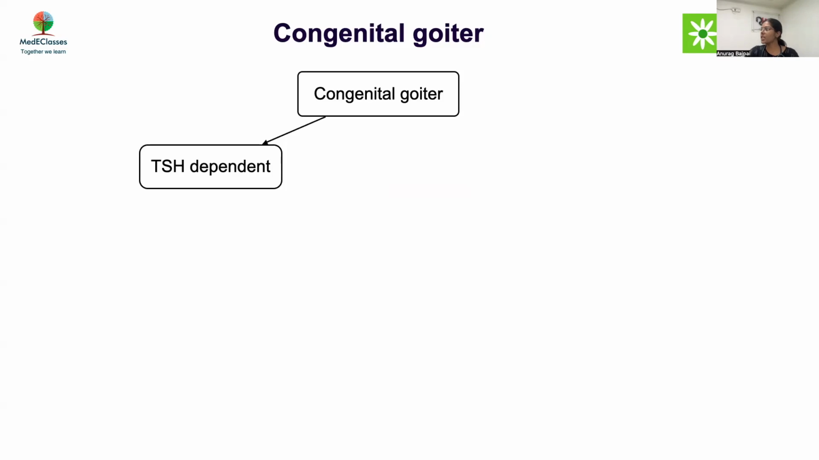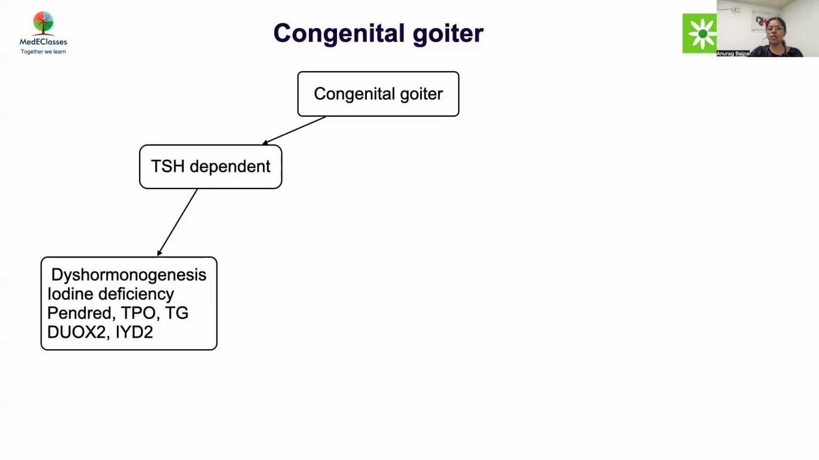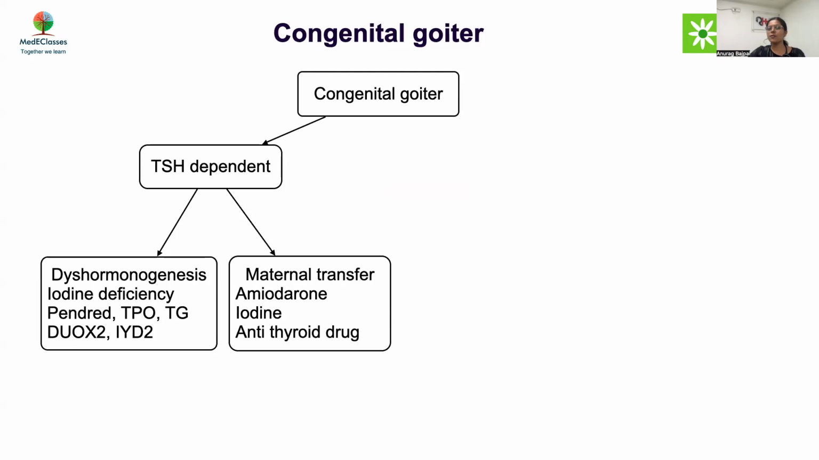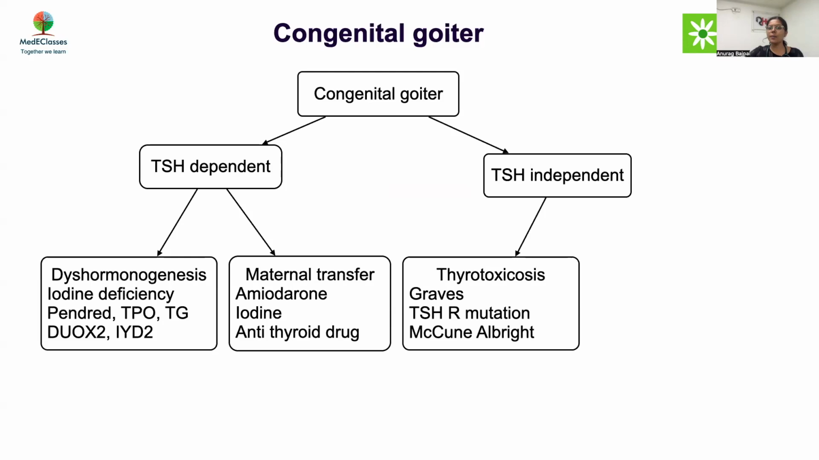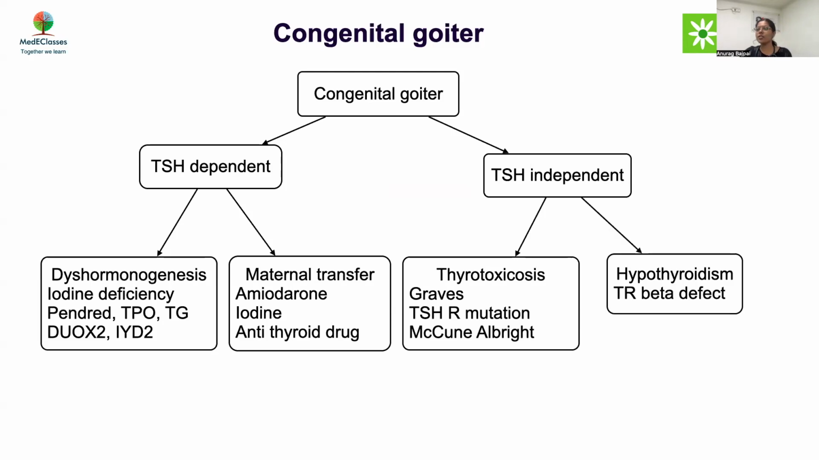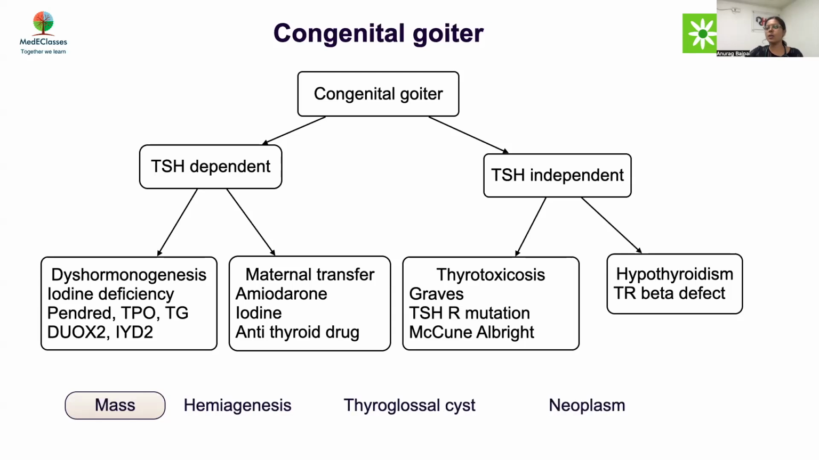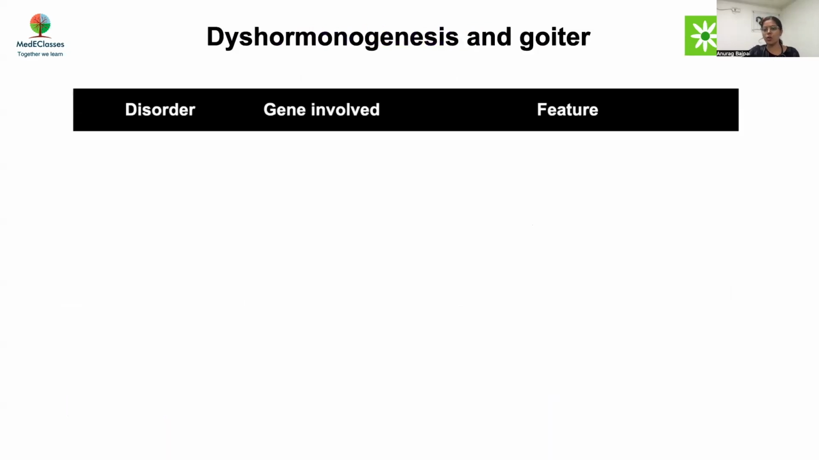Thyroid enlargement could be TSH dependent, which includes dyshormonogenesis, iodine deficiency, Pendred syndrome, TPO, thyroglobulin defect, DUOX2 defect, or due to maternal transfer of antithyroid drugs, iodine or amiodarone. It could be TSH independent, which can present as thyrotoxicosis, like in Graves, TSH receptor mutation, or McCune-Albright, or like hypothyroidism in TR beta defect. It could present as a thyroid mass, which can be a differential diagnosis of goiter, like hemiagenesis, thyroglossal cyst, neoplasm.